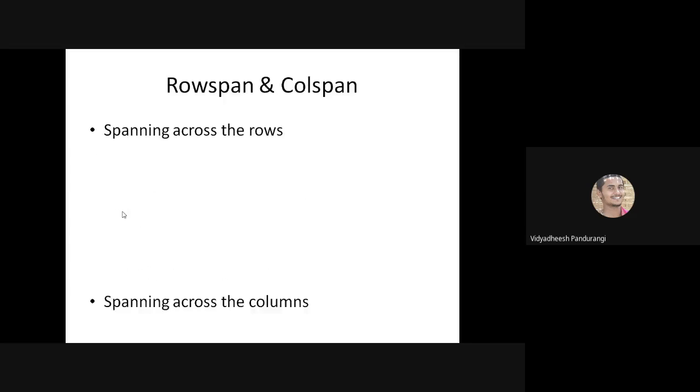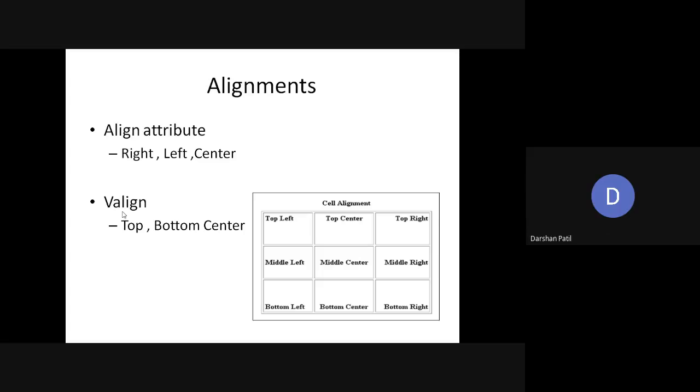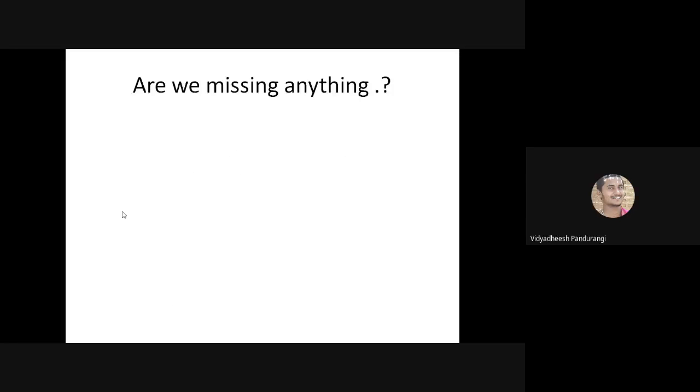All of these are covered: rowspan, colspan, everything. I hope you have drawn this. We have seen the alignments. Are we missing anything here from the table section? Can you point out?